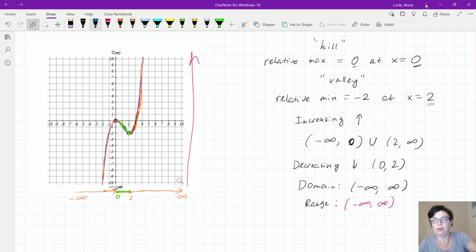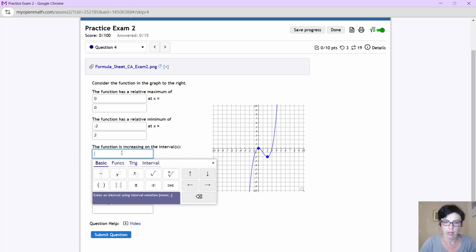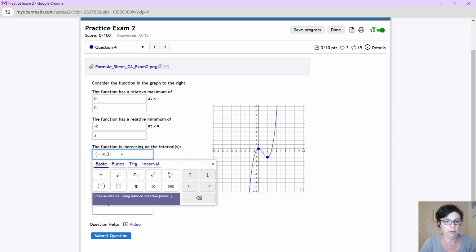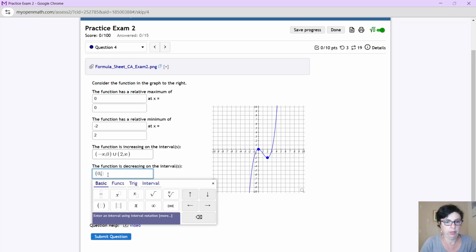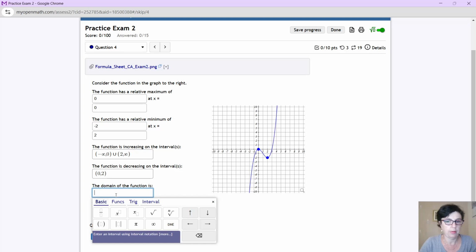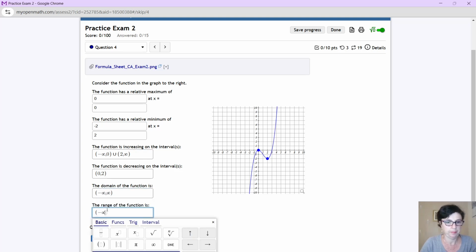All right, so let's fill that out here. So we're going to say 0 at 0, and then we're going to say -2 at 2. The increase is going to be -infinity to 0. Now you do have the symbol here, and then 2 to infinity. Okay, decrease was between 0 and 2, and then the domain and range were both -infinity to infinity. All right, let's submit that.